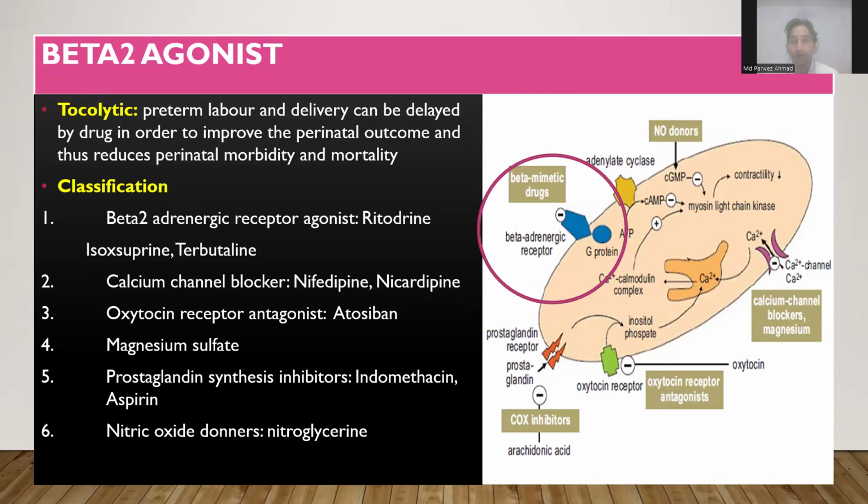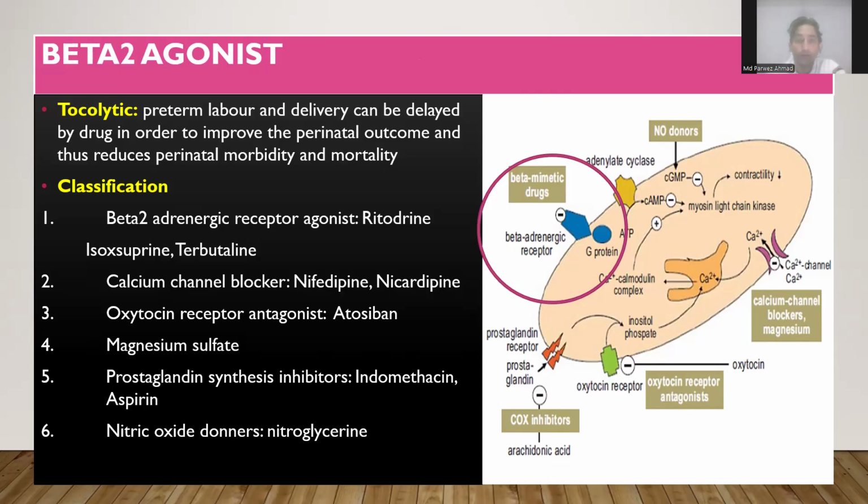Now, next one is the prostaglandin synthesis inhibitors. We know the role of the prostaglandin, which has a strong uterine contractile ability. That's why inhibitors like NSAIDs, like indomethacin, aspirin, drugs we have used to prevent the prostaglandin synthesis. Now, the next one is the nitric oxide donor, like nitroglycerin, also we have used.